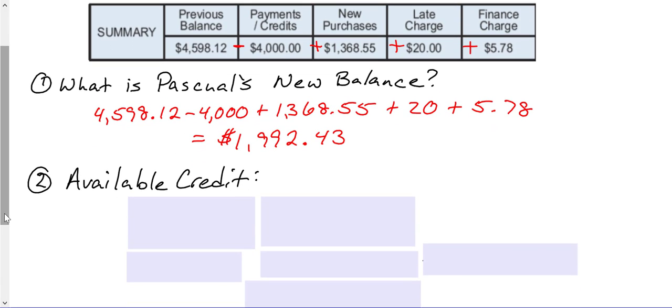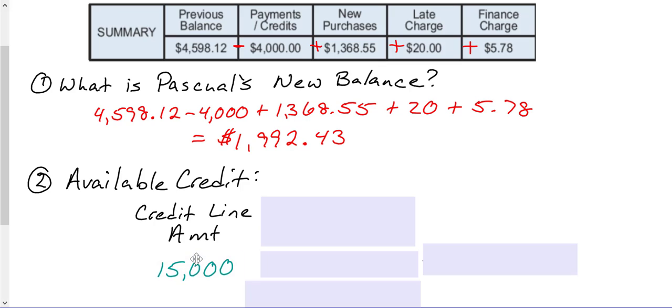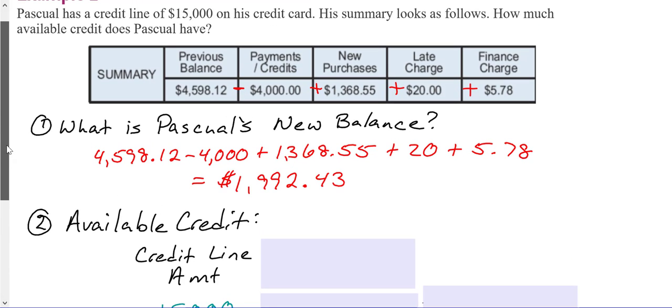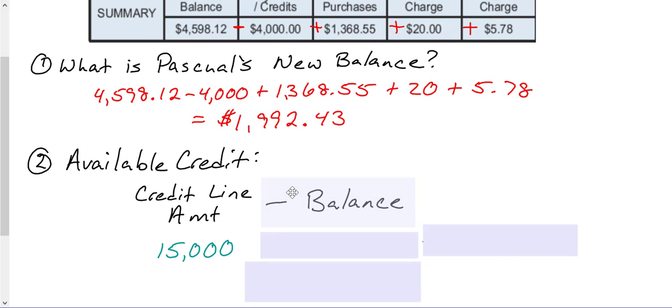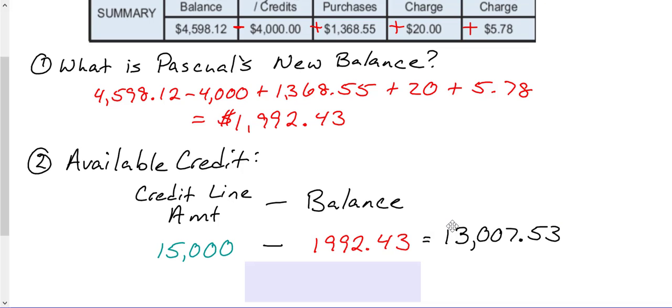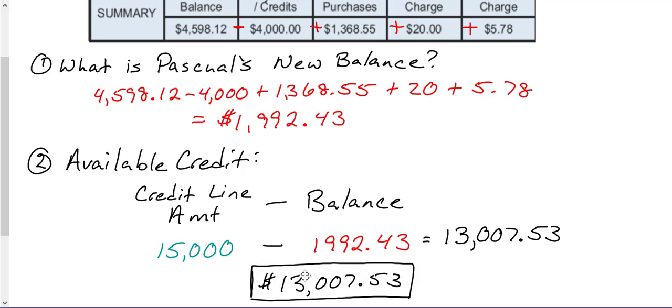Now, to figure out how much he has left that's available for him to spend, we want to take his credit limit amount, which is $15,000, and I pulled that from the statement up here. He has a credit line of $15,000, and we want to subtract his balance of what he owes, which is $1,992.43. So that means he has $13,007.53 available that he can use his credit card for to buy new purchases.